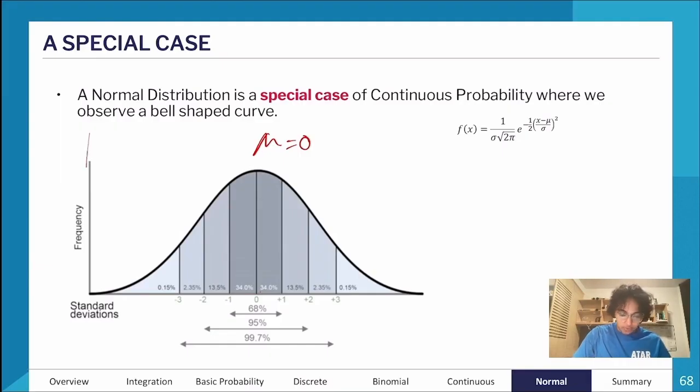And here, this is just the frequency, not probability. You don't need to worry too much about the y-axis in continuous functions. Really, what's important is the area under the curve, okay?